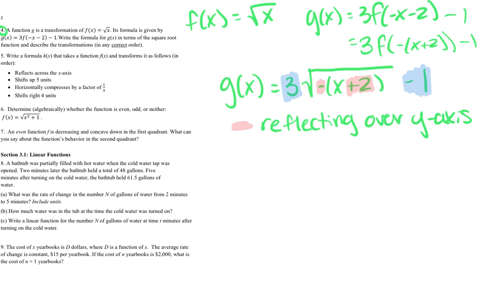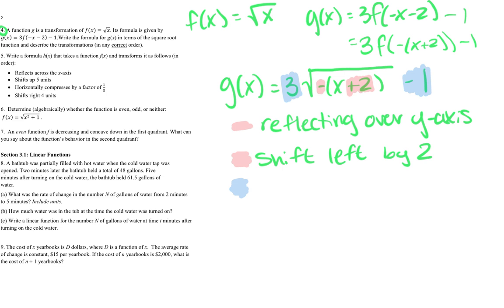And so we have our reflection over the y-axis, and then our other domain, our other x-axis transformation is this plus 2. Remember, it's kind of the opposite of what you think. So if it's a plus 2, we're really moving left 2. So it's going to be a shift left by 2.